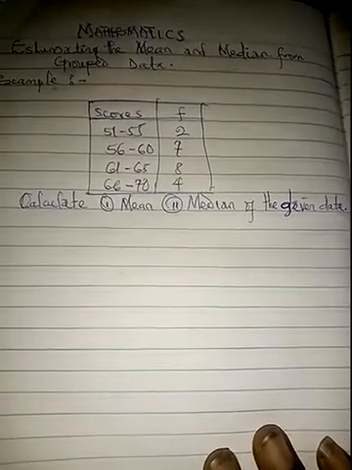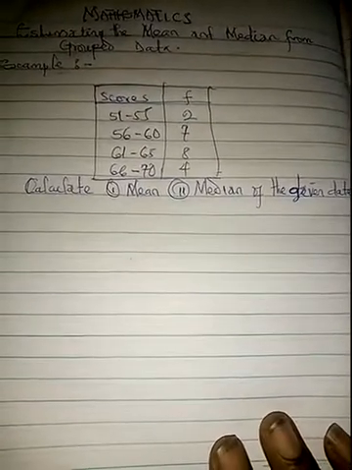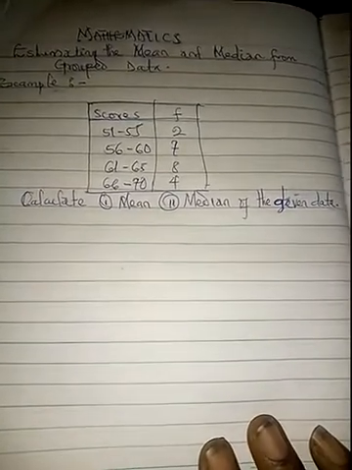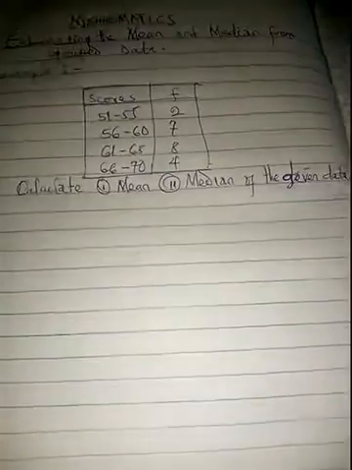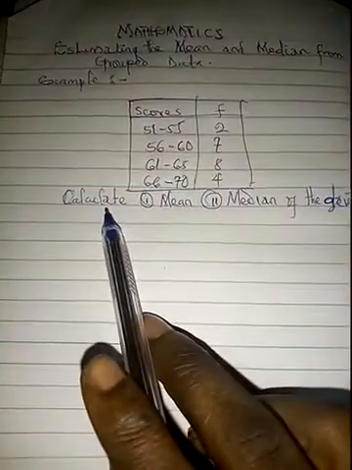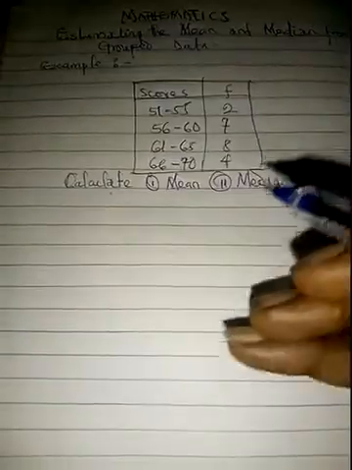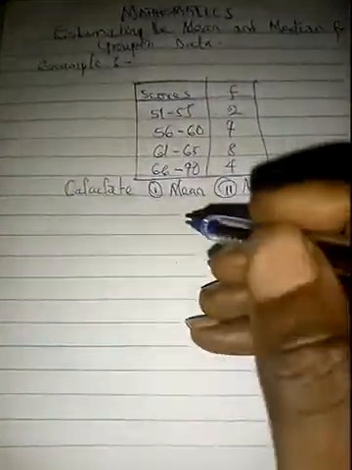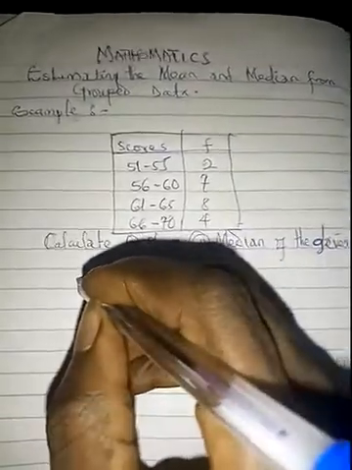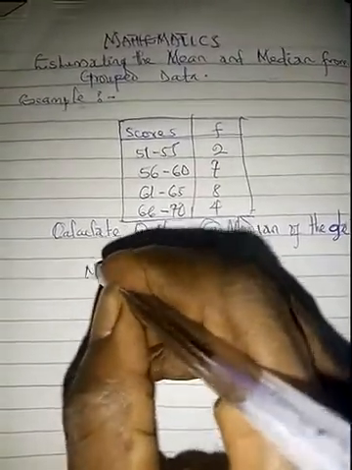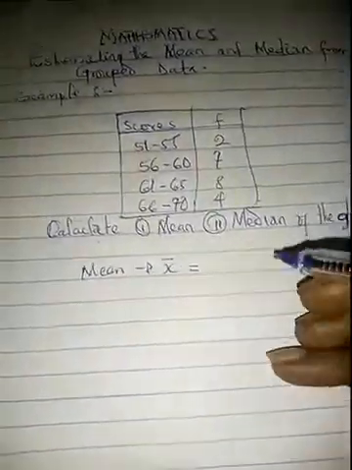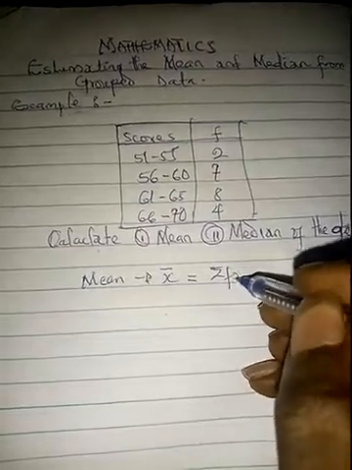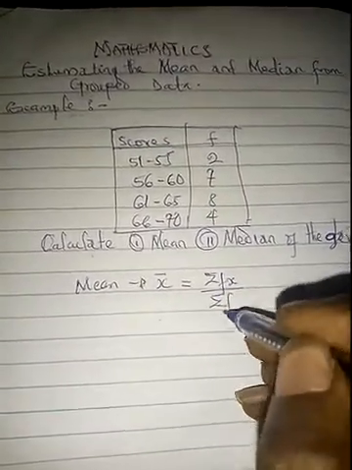Now, estimating the mean and median from group data, we have the data already. We did the one on ungrouped data last week. So here we are doing group data. Now the question is, how do we calculate mean? Now the formula. Remember that mean can also be written as x bar. Don't forget. So that is summation fx over summation f.